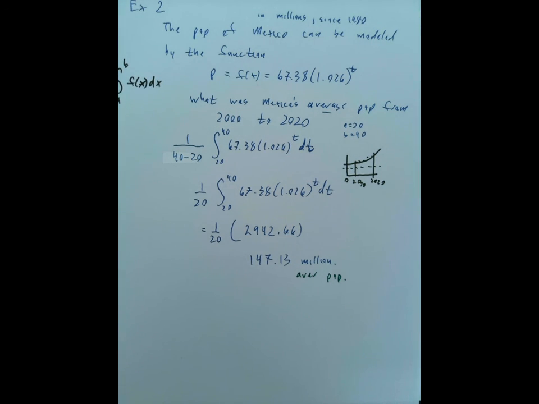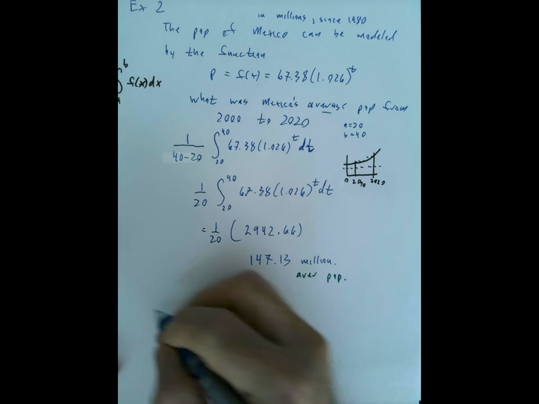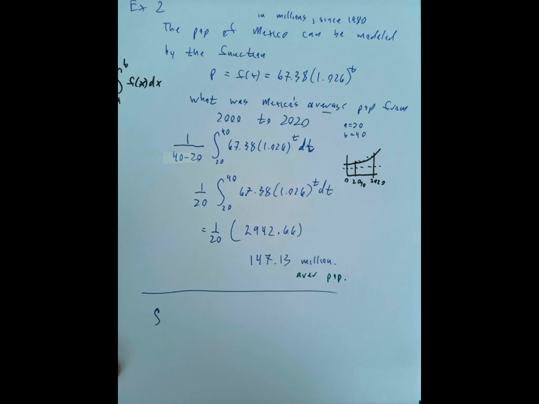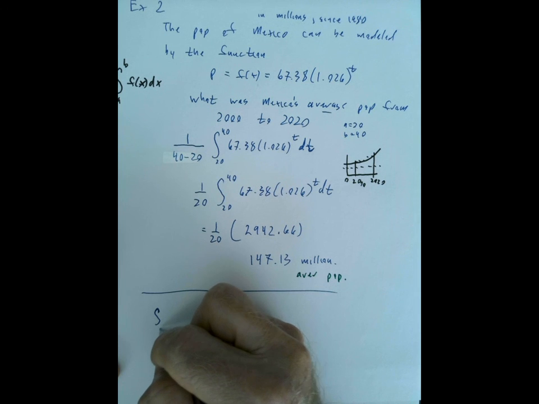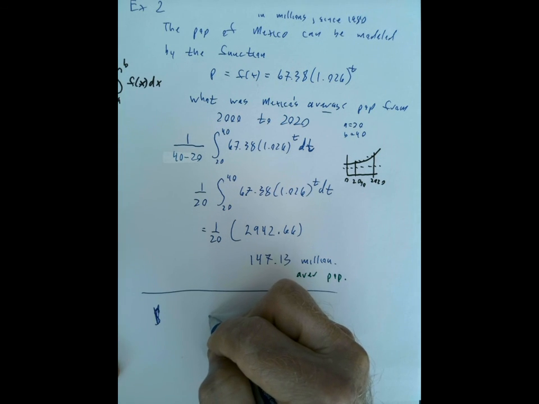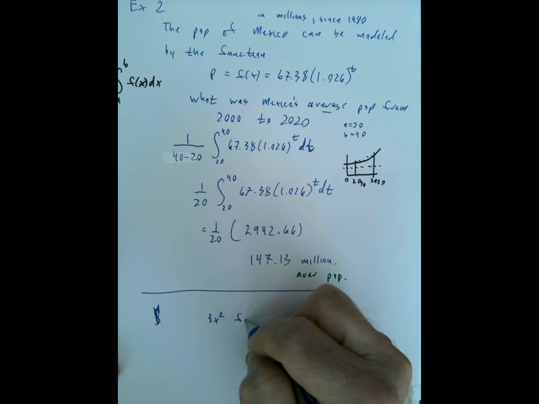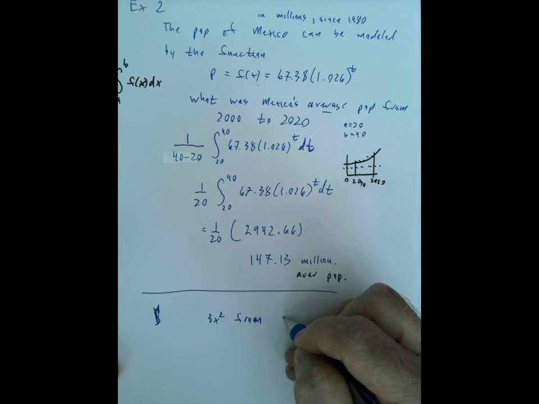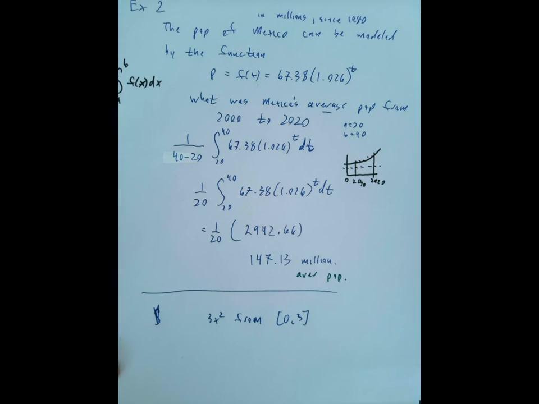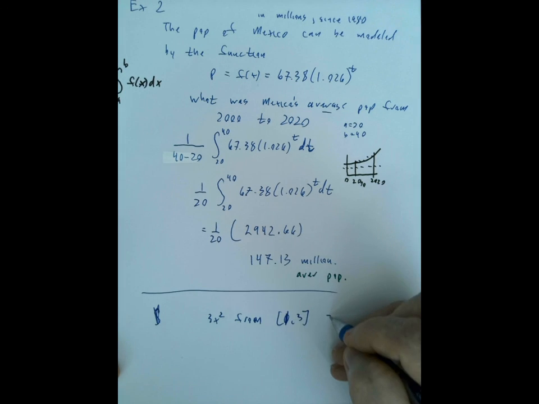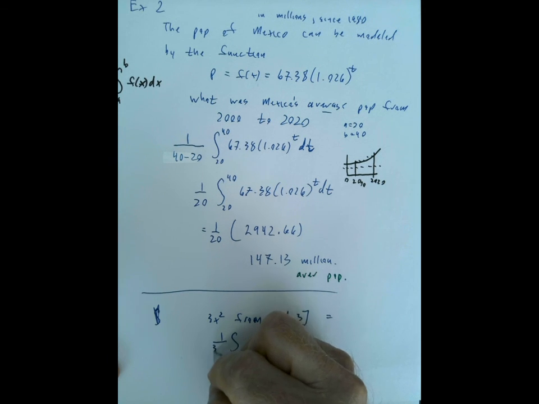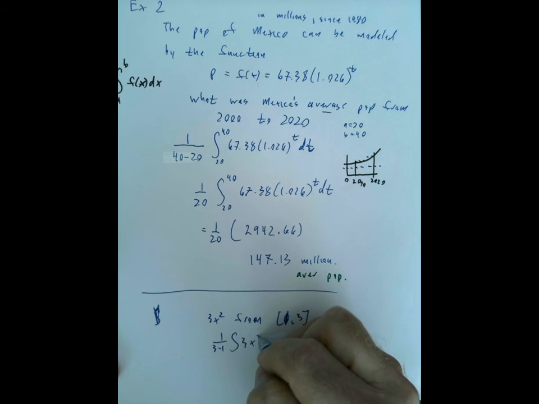Okay, I think I can squeeze in one more example here before I have to sign off. Let's say we want to average this function, 3x squared, on the interval from 1 to 3. I'm going to do this integral: 1 over 3 minus 1, times the integral of 3x squared dx from 1 to 3.